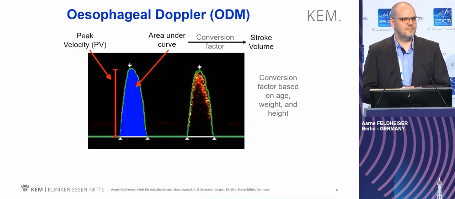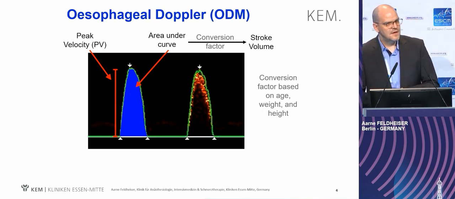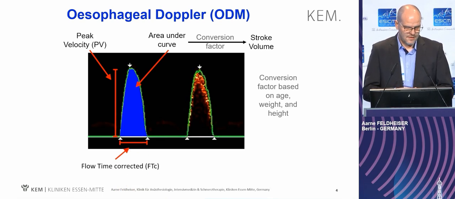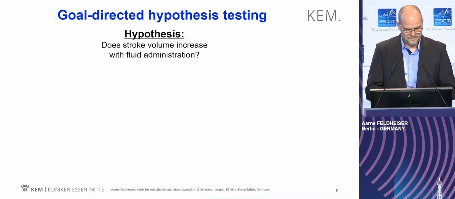So that might be a good explanation why a nomogram based on age, weight and height has a very good association with the values measured by other methodologies. That's the background. And additionally, the Doppler measures corrected flow time as a measure of afterload, which I will discuss further.